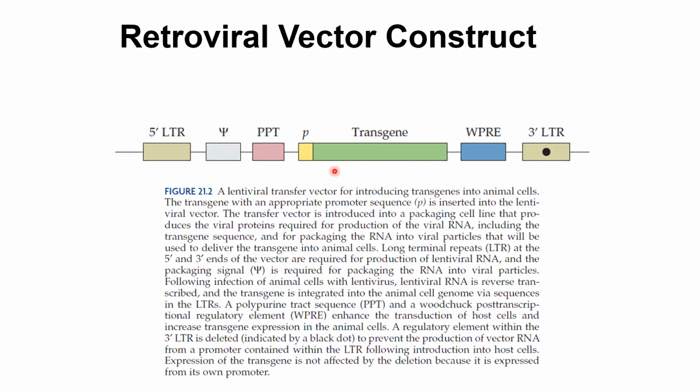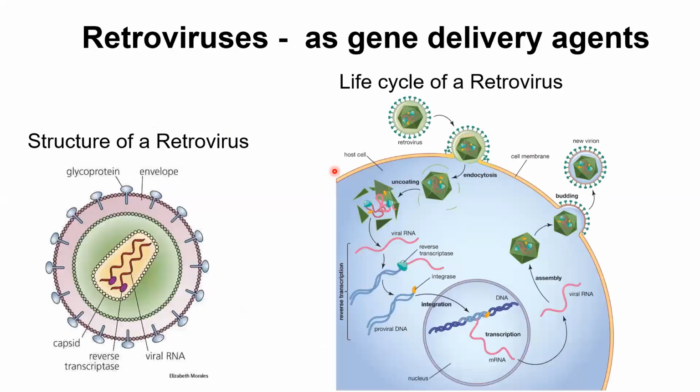This is the DNA structure. When this is integrated into a packaging cell line, then the viral particles will be produced, and our transgene would be in the form of an RNA in a packaged retrovirus.